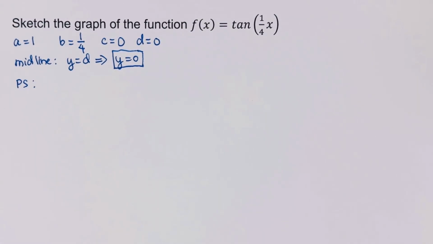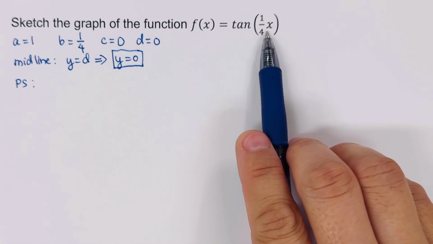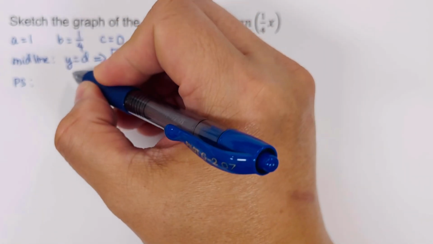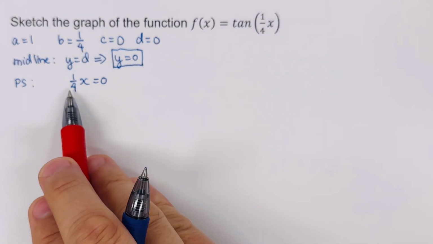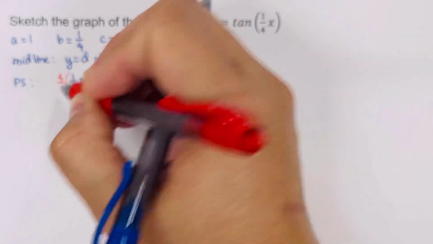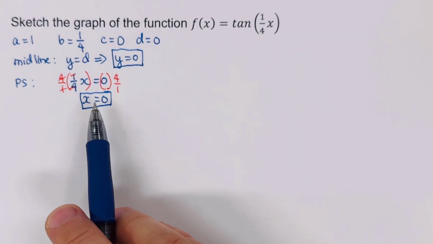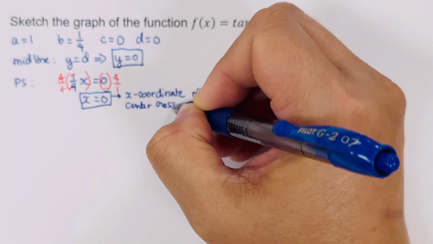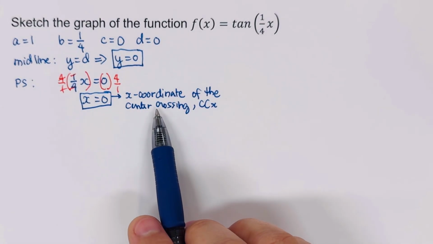To determine the phase shift, whatever is inside the parentheses, we set equal to 0 and we solve for x. I'm going to show the work up here. I will multiply 4/1 to each side to solve for x by itself. Now we remember that this value is the x coordinate of the center crossing. This center crossing is the point located in the middle between the two vertical asymptotes of a tangent function.